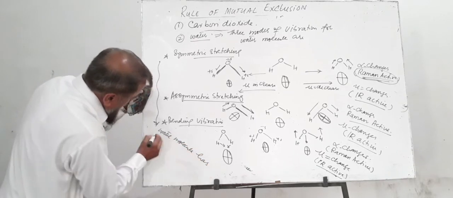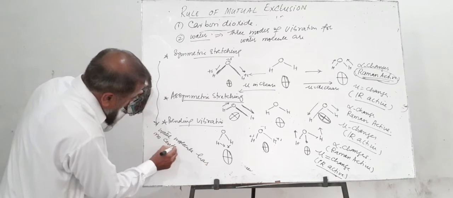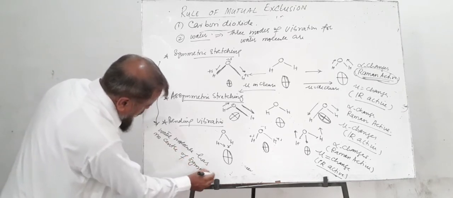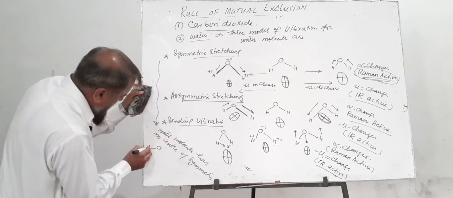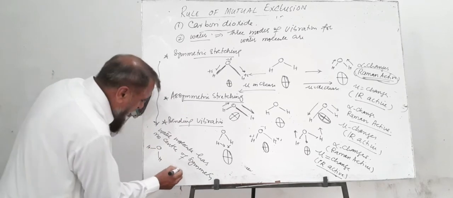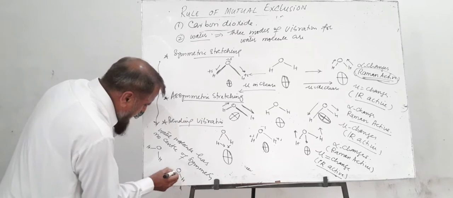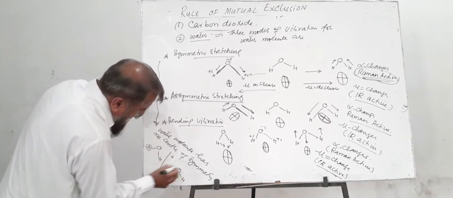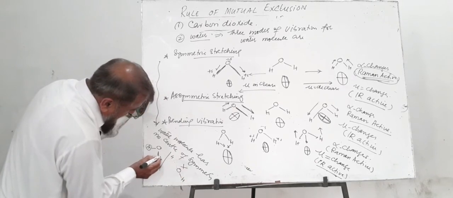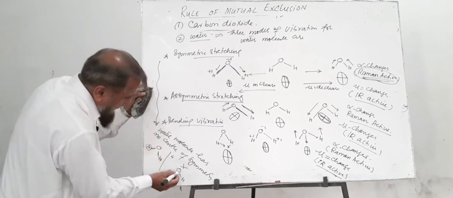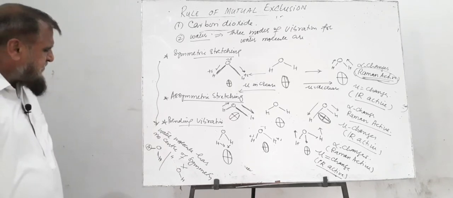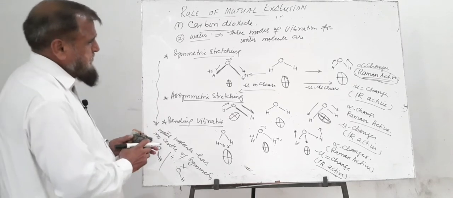has no center of symmetry, because it has a structure like this one. It would have a center of symmetry if this hydrogen was present in this direction, but that is not the case. As the hydrogens are present at an angle, it has no center of symmetry. It cannot be divided into equal parts.